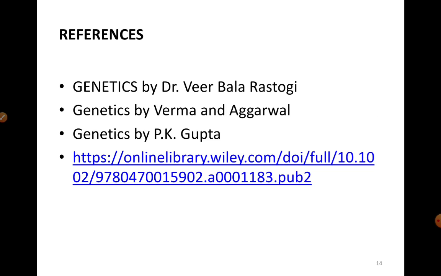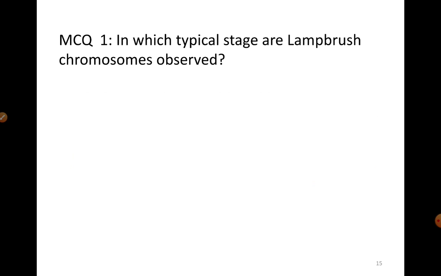These are the books that were referred to pull in the information. You can go through these books again for any kind of clarification. This will be asked as a 10 marker question, wherein you have to write the structure of lampbrush chromosomes, the picture that we saw, along with the explanation. So we'll take a quick recap with a few questions about what we discussed.